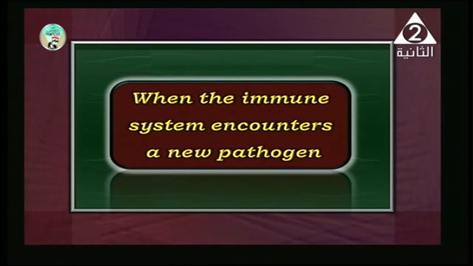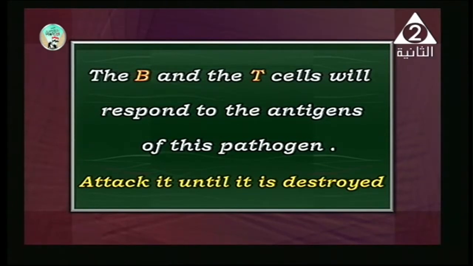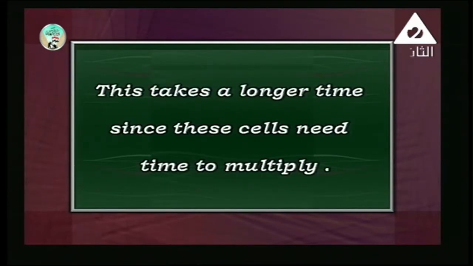When the immune system encounters a new pathogen, something new that we haven't been infected with before, the B and T cells will respond to the antigens of this new pathogen, which the body doesn't recognize yet. They attack it until it is destroyed. This takes a longer time, since these cells need time to multiply and divide more than once to attack, engulf, and destroy this pathogen.